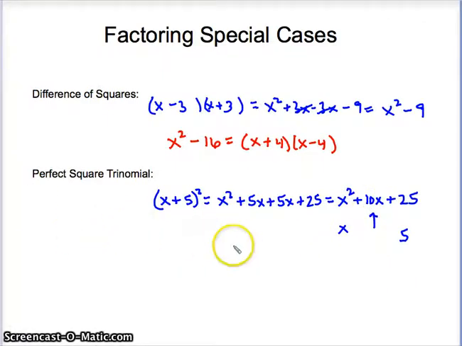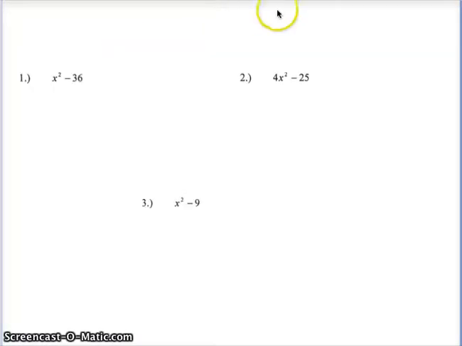Let me show you what I mean. If I'm given x squared plus 8x plus 16, take the square root of the first, it's x, square root of the last, that's 4. If I multiply these two together and double it, I end up with 8x. So that means that this is equal to x plus 4 squared. Let's look at a few more examples and see if it becomes a little bit more clear.